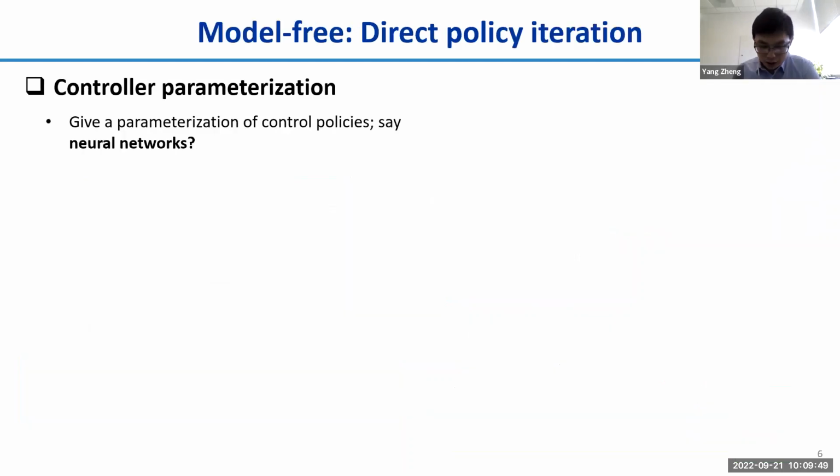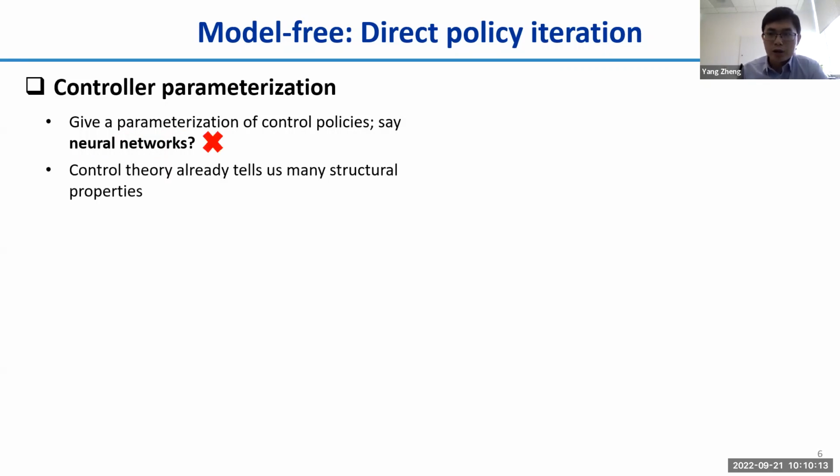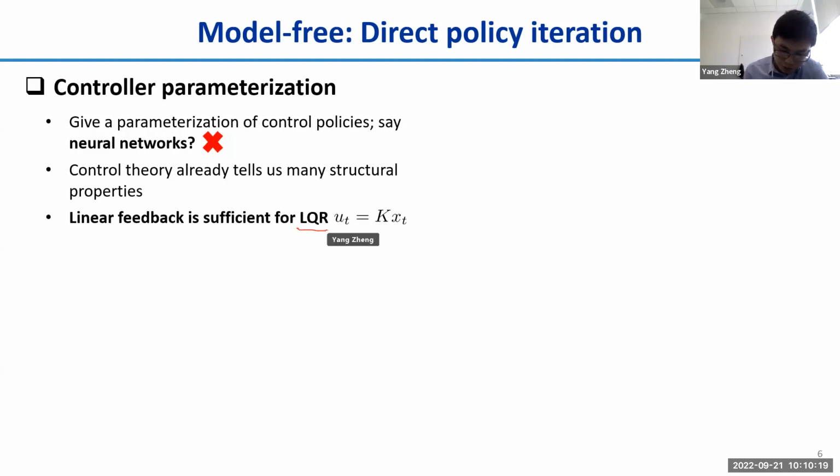And so in this talk, we are going to focus on a class of model-free methods, which use direct policy iteration. So first of all, we consider a parameterization of the control policy. Let's say we use a neural network, because neural networks have been used a lot in many applications. But actually, for this problem, we don't have to, because control theory has already told us many structural properties. For example, for the LQR problem, if we can directly observe the state, it is known that linear feedback is sufficient. So we only need to design a static matrix K.